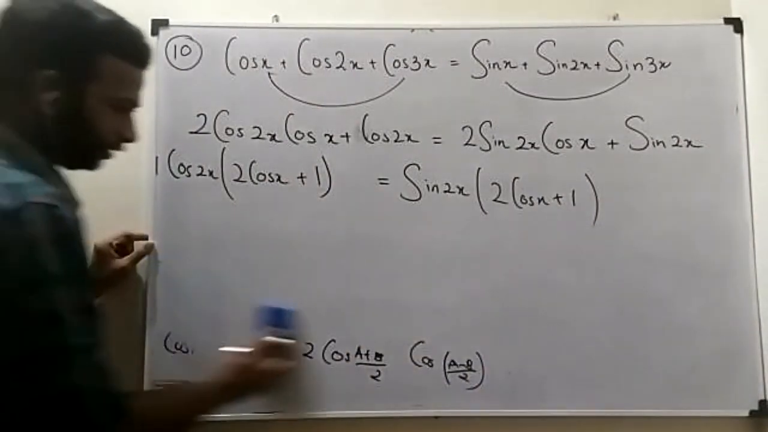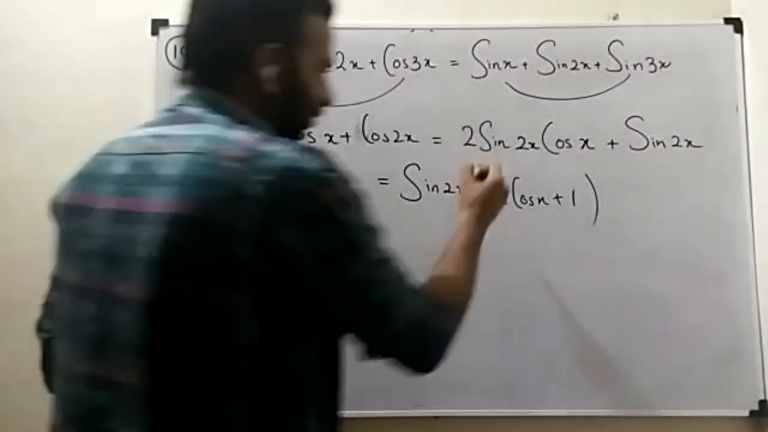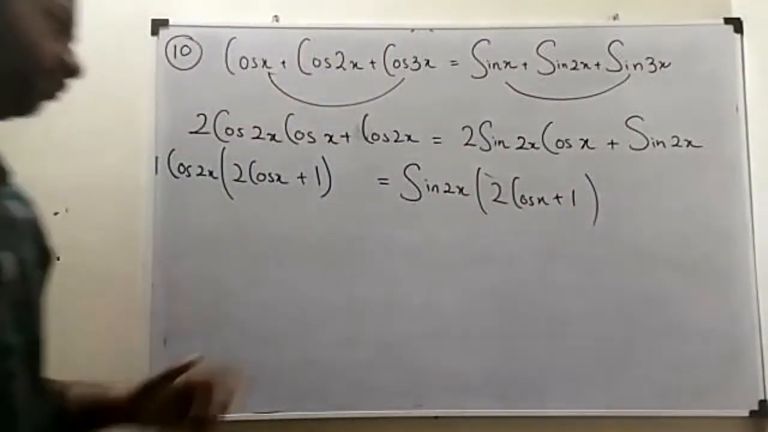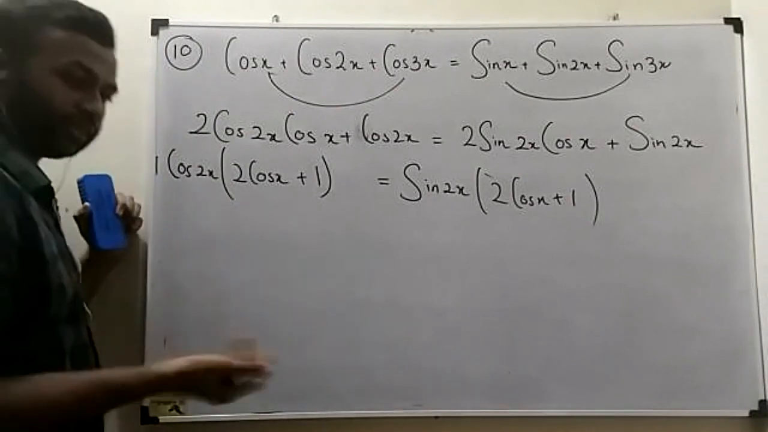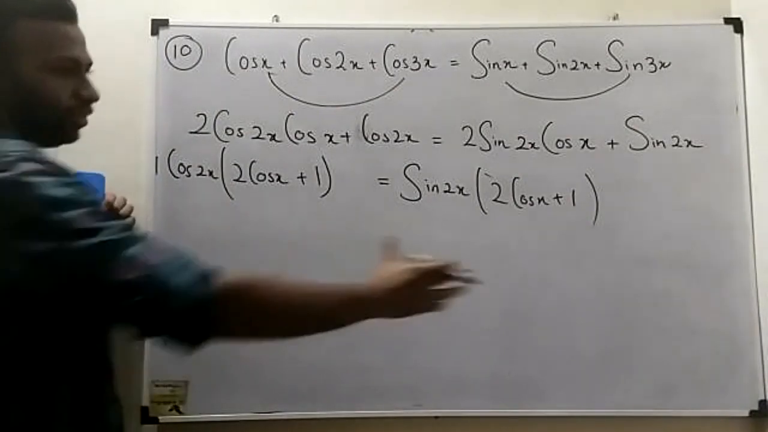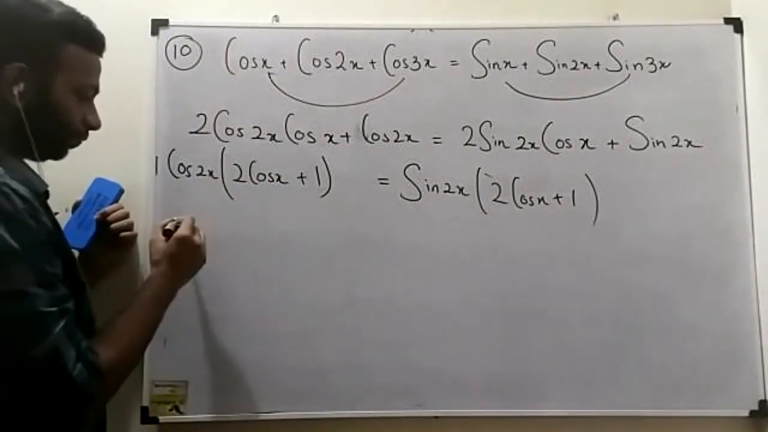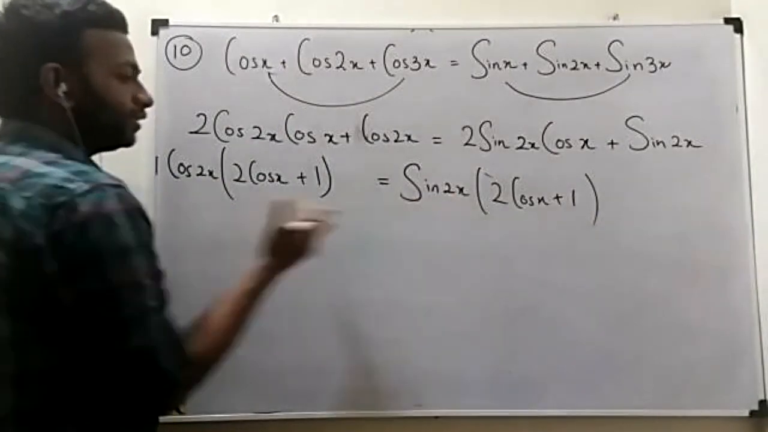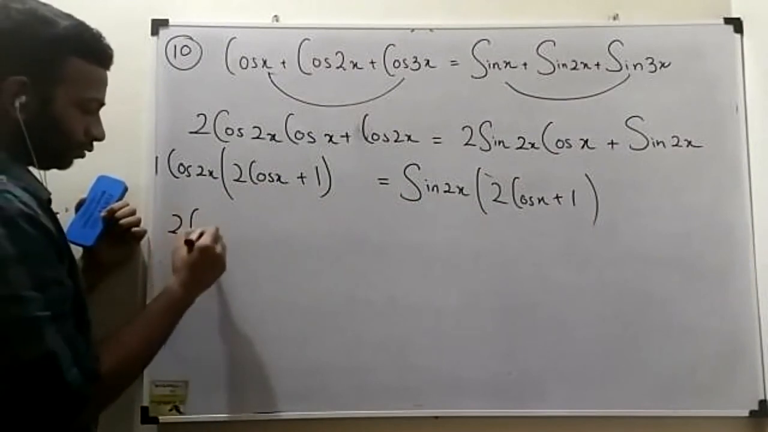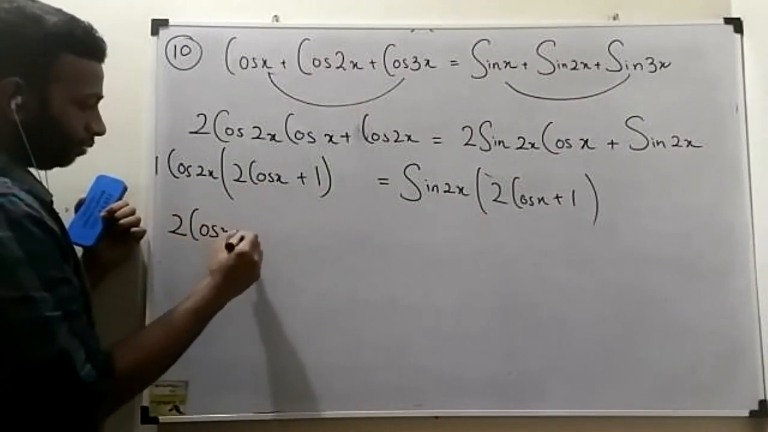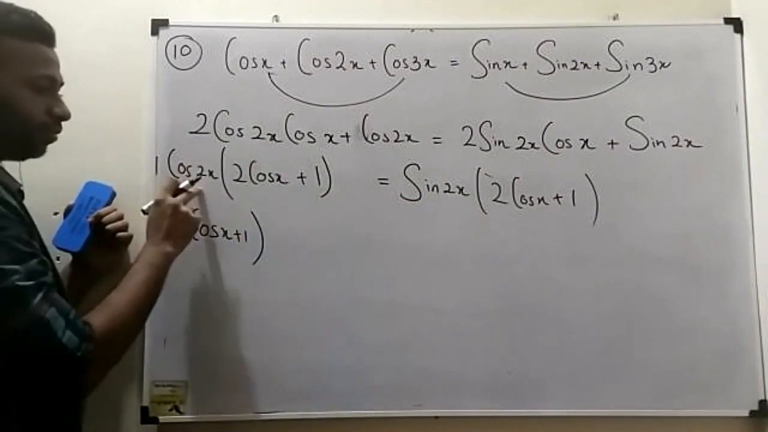I'll erase this part. Now, as soon as you see this, don't go and cancel these two, because then you'll lose one answer. Instead, we'll take both to the same side and take the common factor out. Don't cancel this, otherwise you'll lose one answer. So I'll take this to this side, that is minus, and then take 2 cos x plus 1 outside. 2 cos x plus 1 is common. If you take 2 cos x plus 1 outside, what is remaining? Cos 2x.